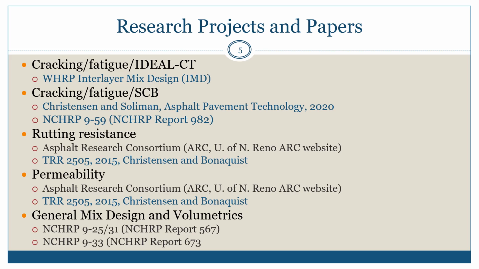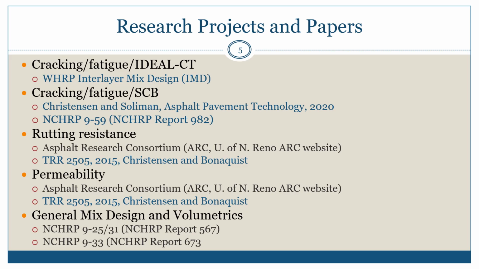The fourth project listed here involved research on permeability, and again, this was part of the Asphalt Research Consortium, and some of the details there can be found on the UNR website. You can also find a paper on this topic in that same Transportation Research Record number 2505.